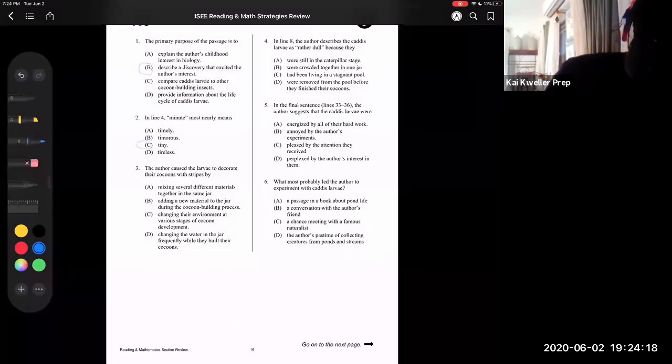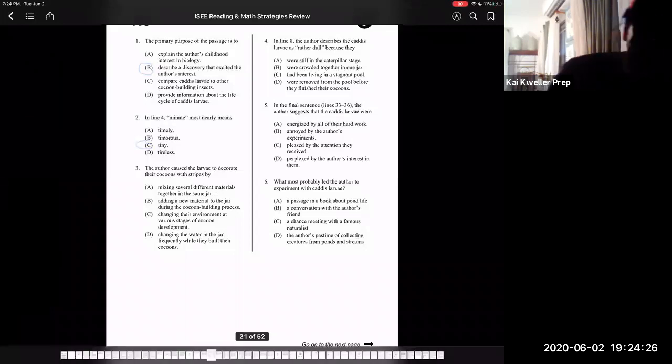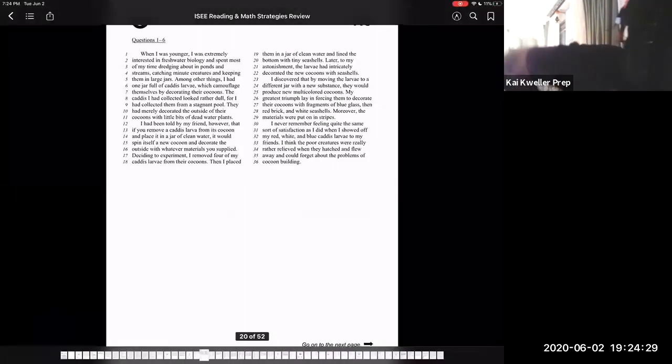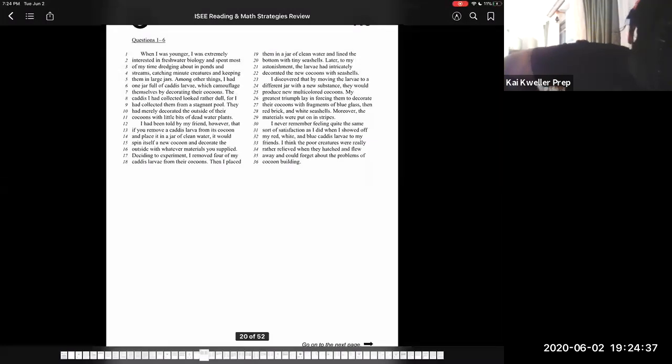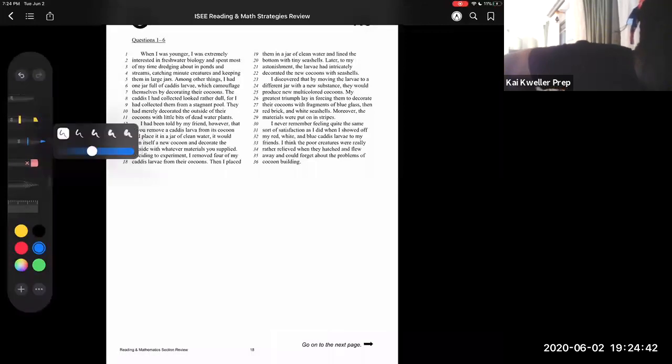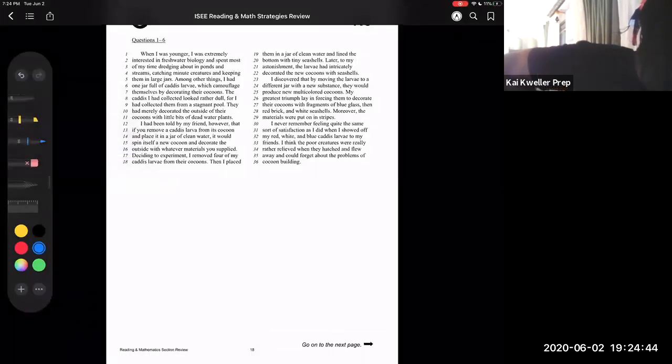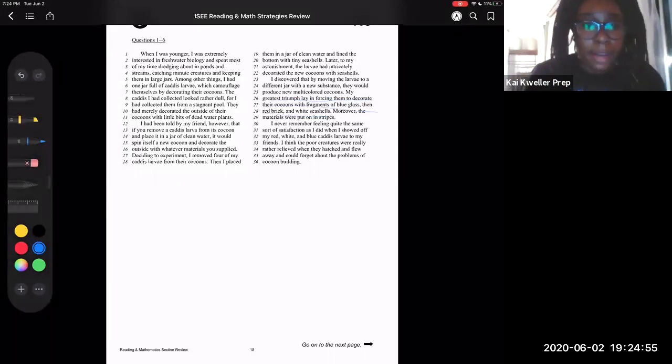Let's go. It's tiny. Number three. The author caused the larvae to decorate their cocoons with stripes by, and again, you have to just go straight back into the passage on where they were talking about decorating them. So he said that they produced new multicolored cocoons and he forced them to do so. And it says so actually right here. He forced them to decorate their cocoons with fragments of blue glass and red brick and white seashells. So that's the answer right there, right in the passage.